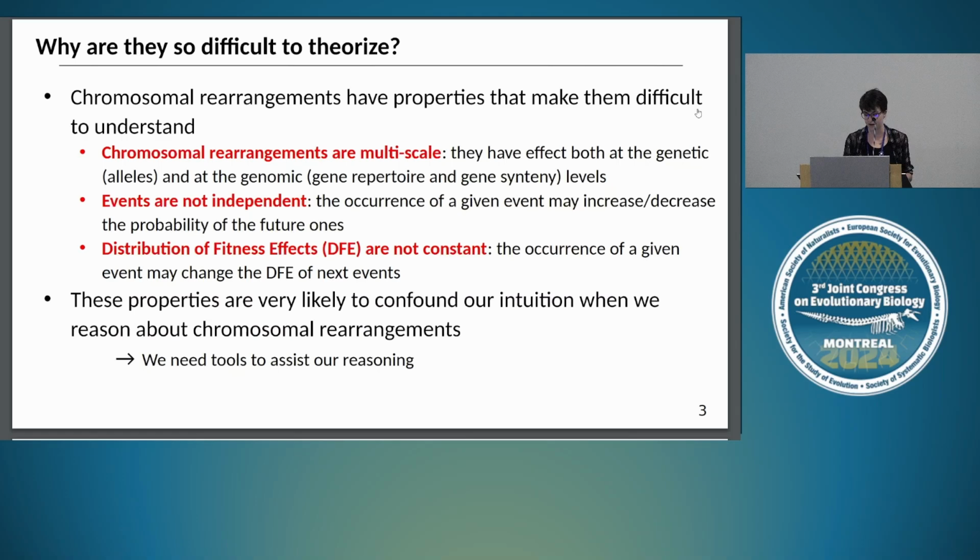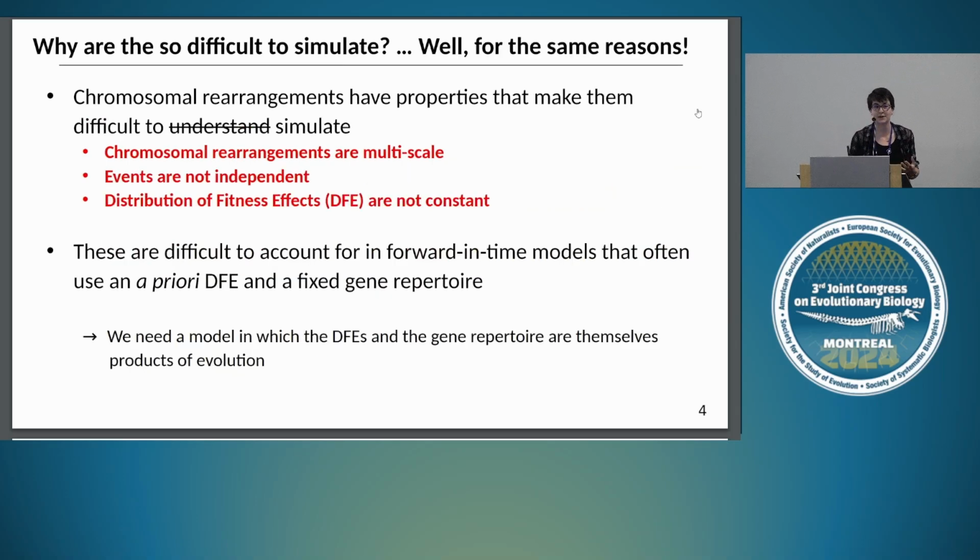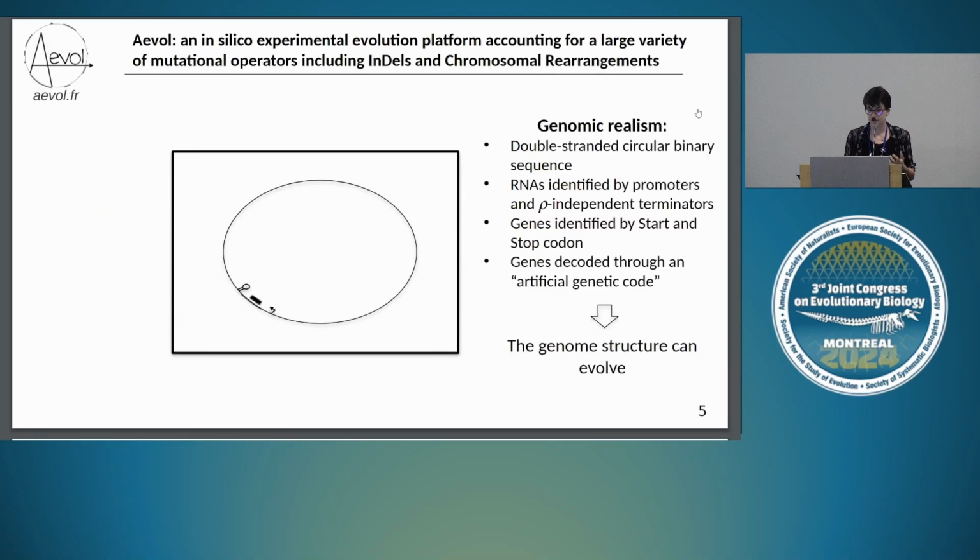That is why we believe that we need more tools to study chromosomal rearrangements, because that can lead to very counterintuitive effects. But what makes them difficult to understand also makes them very difficult to simulate, because they are multi-scale, they are not independent, and the distribution of fitness effect is not constant. And so they are very difficult to account for in forward-in-time models that often use an a priori DFE or a fixed gene repertoire. So we need a model in which the distribution of fitness effect is itself a product of evolution. That's why I would introduce you to Evol, which is a simulation software that we use in our lab, and then show you some results we have with it on chromosomal rearrangements.